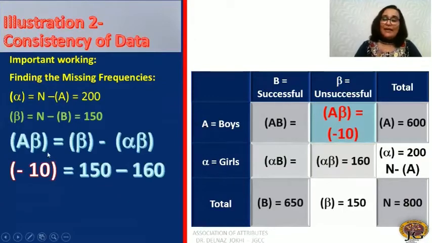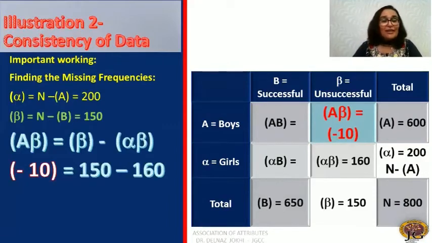You had to find A beta. How do you get A beta? I taught you, outside total minus inside total. So the outside total beta was 150. The inside total alpha beta was 160. So 150 minus 160 is 10, and since the bigger number is 160, the sign is minus. So A beta means A is boys, beta is unsuccessful. Boys and unsuccessful. The missing frequency answer is negative, minus 10.